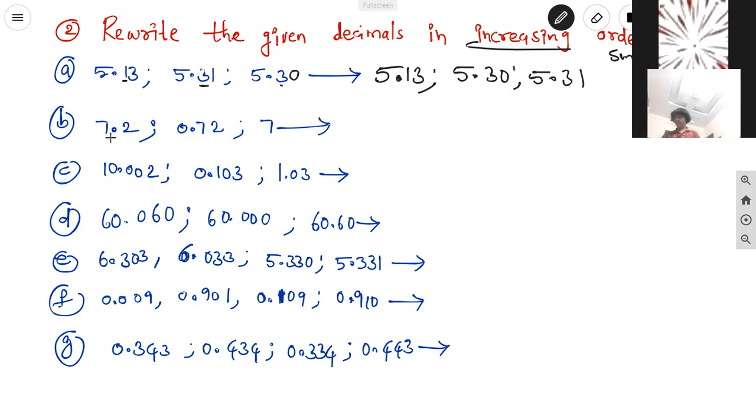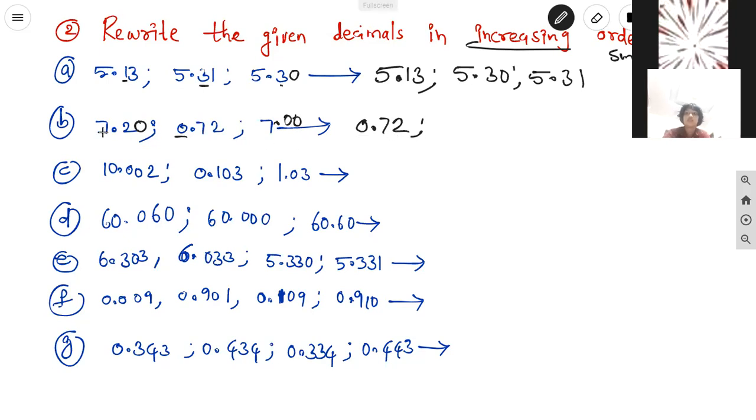Here also, second question, 7.2, 0.727. First write into like decimal. Here the point has 2 digits after it, make all into 2 digits. Here 7, the whole number, is converted into decimal number 7.00. First we compare the whole part. Here 0 is there, so the smaller number is 0.72.